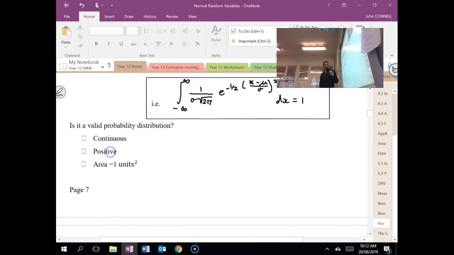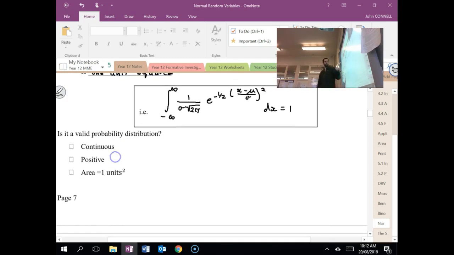Okay, so is it a valid probability distribution function? Is it continuous? Does it jump, or does it break at some point? If you look at the function, I've got just 1 over some values where sigma is never going to be 0, and it's just e to some values. Am I going to get an undefined value? No, I'm not. I said sigma is never 0, so we're never going to get 1 on 0, and e to any value exists for any real value. So I'm never going to get something that is undefined, so it's continuous.